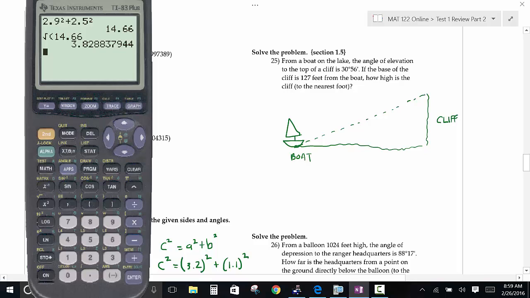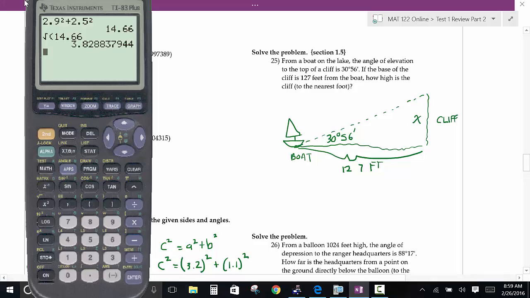Okay, so we got that. It says from the boat on the lake we have a 30 degrees, 56 minutes angle of elevation. Angle of elevation means you're looking up at something. Then it says the base of the cliff is 127 feet from the boat. Then we're going to find how high the cliff is. So this side right here is 127 feet from the boat, the base of the cliff is. And then this is going to be the unknown, the height of the cliff.